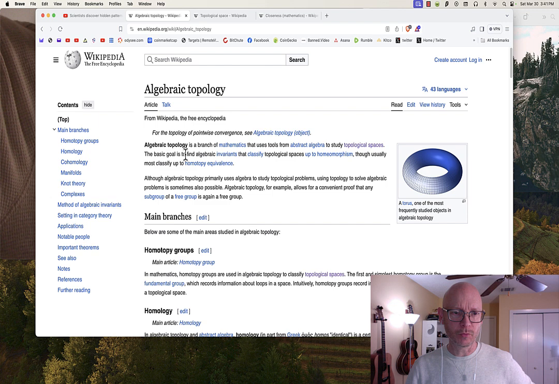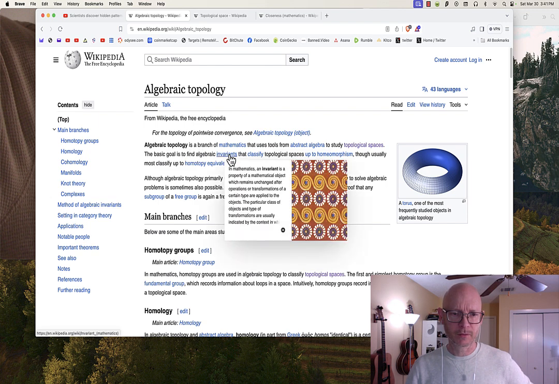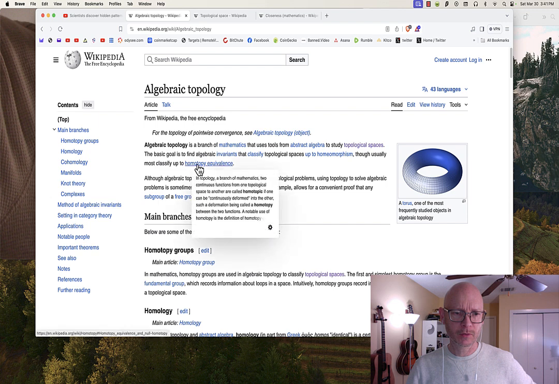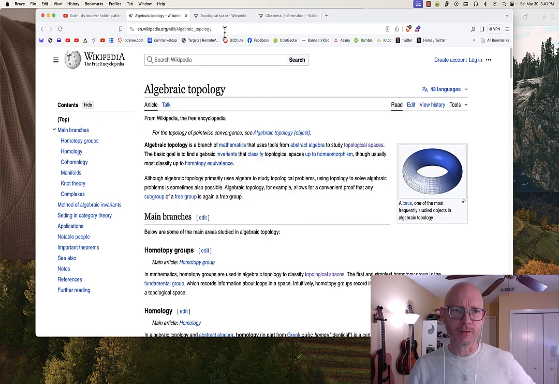The basic goal is to find algebraic invariants, a property of a mathematical object which remains unchanged after operations or transformations of a certain type are applied to the object, that classify topological spaces up to homeomorphism. Some of these I just don't understand, though usually most classify up to whatever that means. I don't even know what that means.